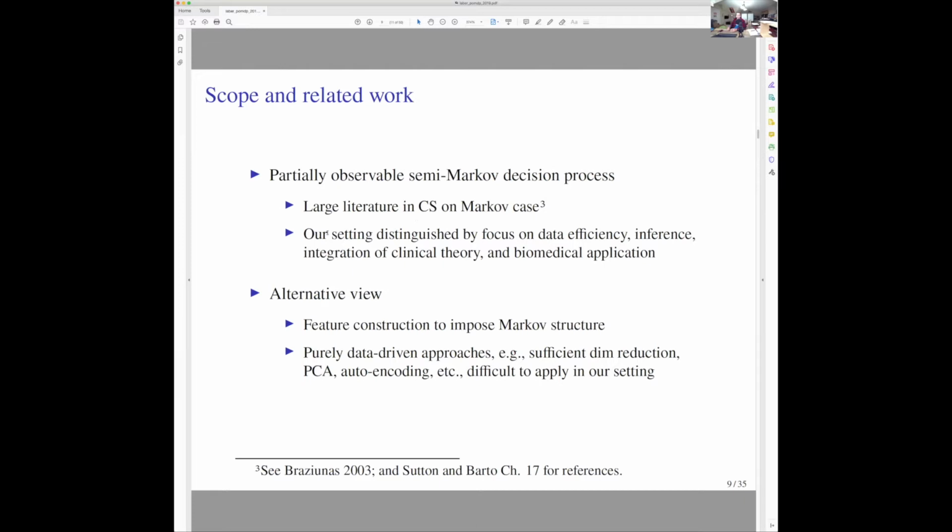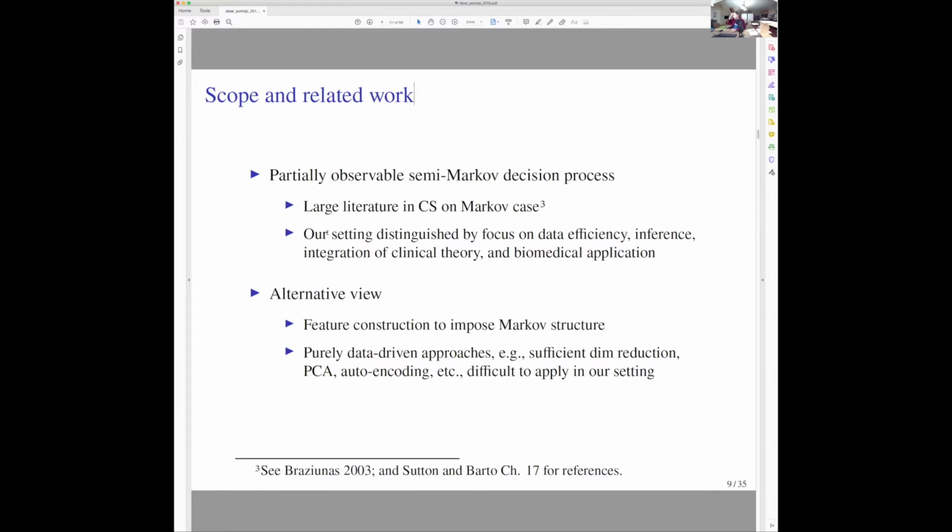So what's different about what we're doing here is our focus is really on data efficiency. How do we use the data efficiently to do things like inference? How do we construct confidence intervals for the performance of an estimated rule? How do we do tests for coefficients to see which factors are important in deciding treatment and so on? And also, how do we integrate clinical theory in a meaningful way into these models?